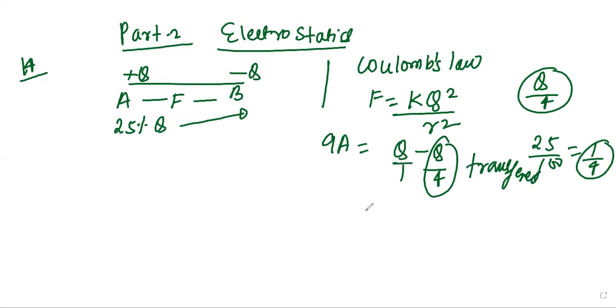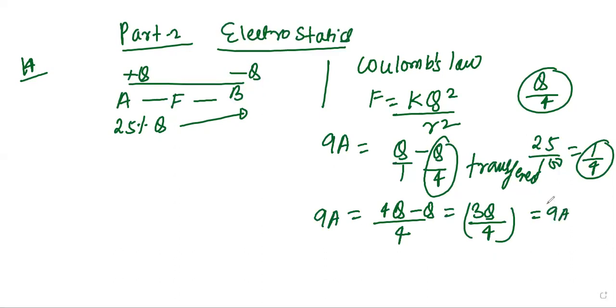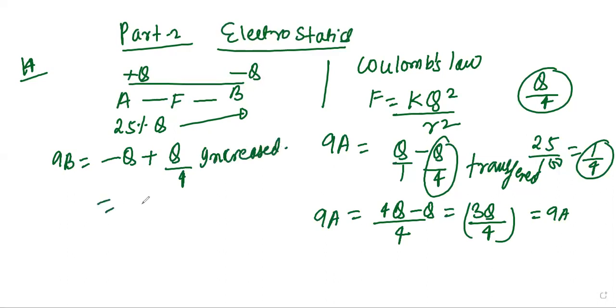Now take the LCM. QA equals, LCM is 4, so it is 4Q minus Q, which is 3Q upon 4 equal to QA. Next, the charge of B: B is carrying charge minus Q. How much charge is added? Q by 4, so this charge is increased. Take the LCM, it is 4, so it will be minus 4Q plus Q, which becomes minus 3Q upon 4. So this is condition 1.